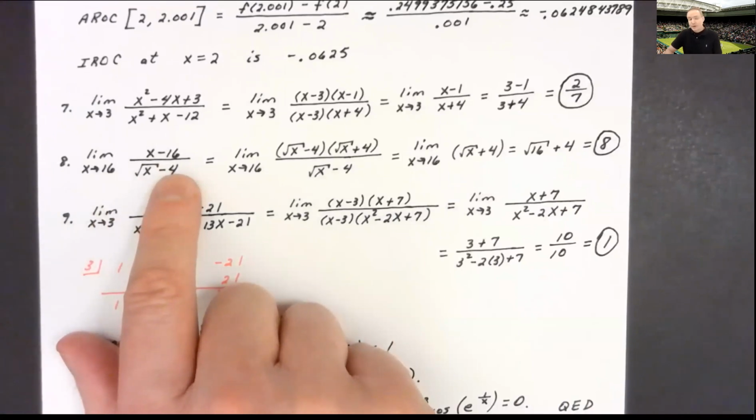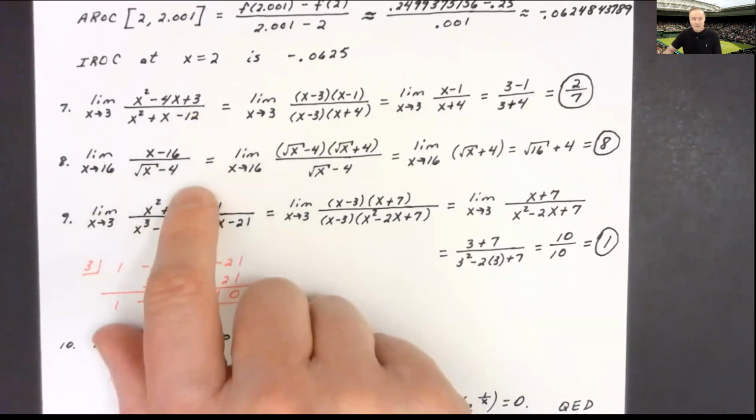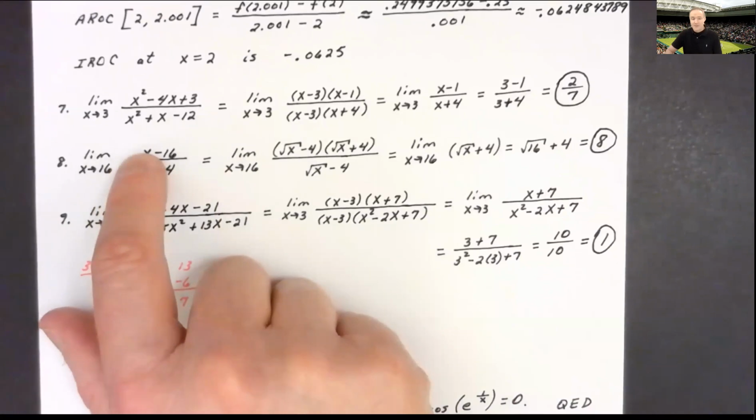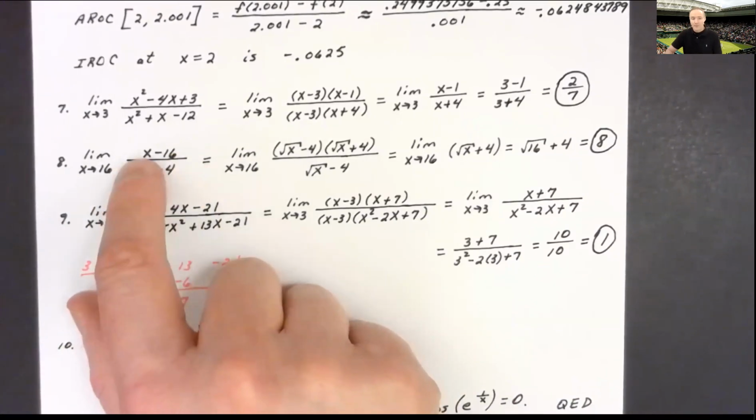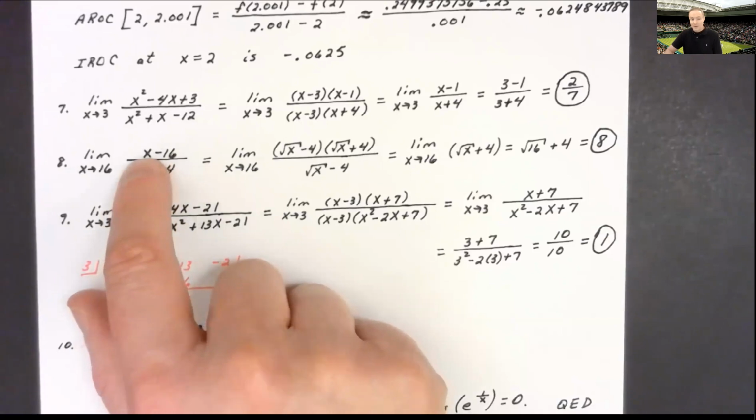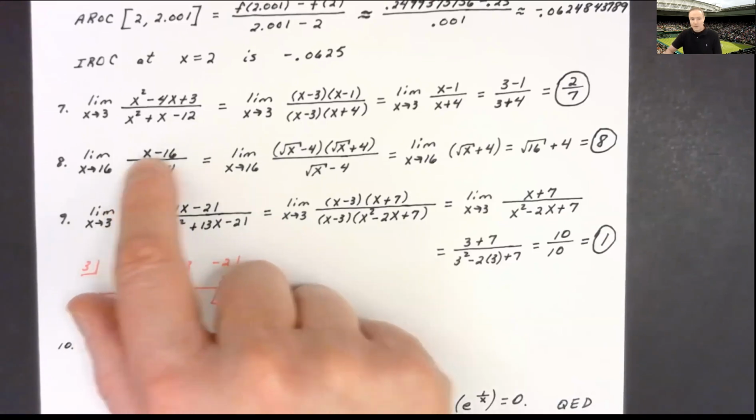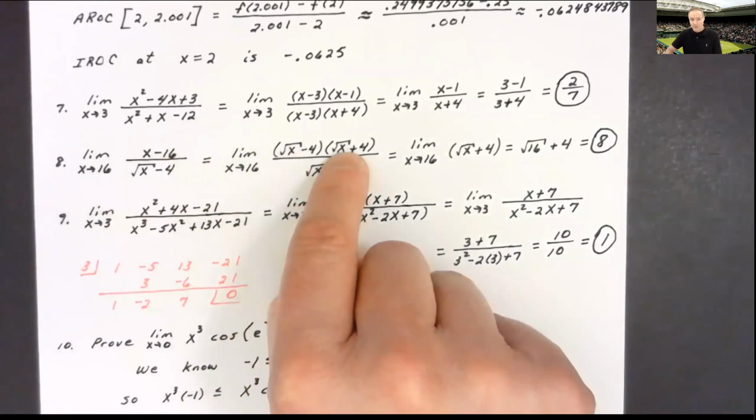Now, you could have multiplied by the conjugate of the denominator to simplify this expression out, multiplied by the square root of x plus 4 over the square root of x plus 4. Rather than do that, I prefer to force a difference of two squares factorization in the numerator, because we know x is the square root of x times the square root of x. 16 is 4 times 4. So this factors by the difference of two squares formula as the square root of x minus 4 times the square root of x plus 4.